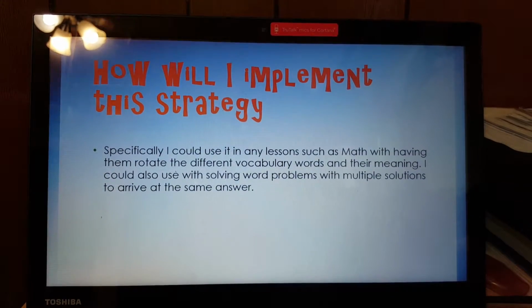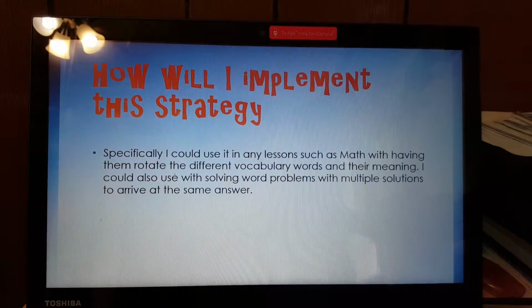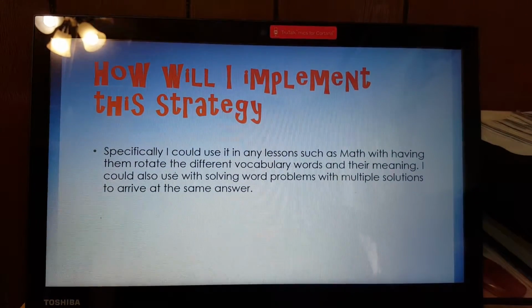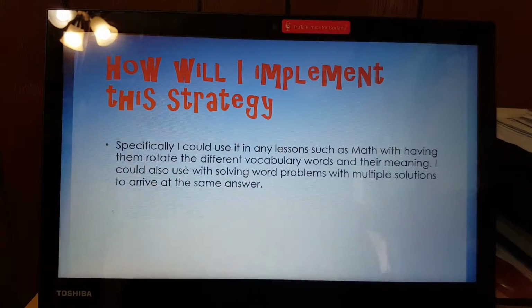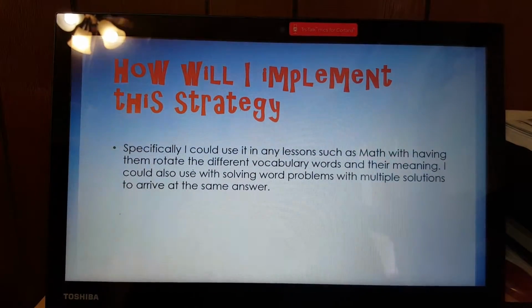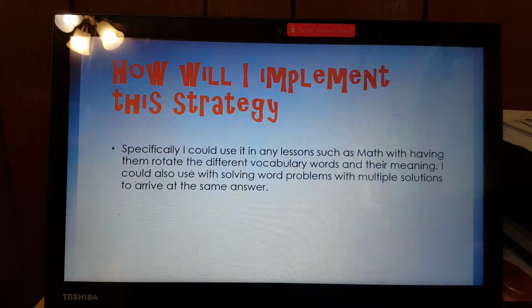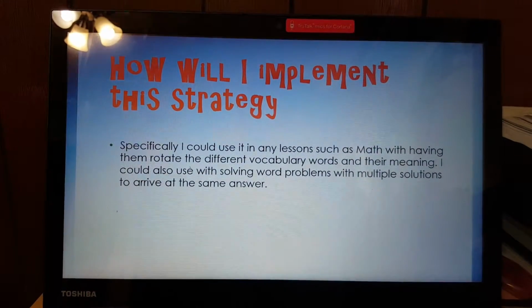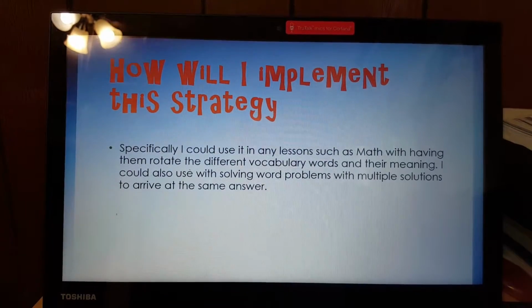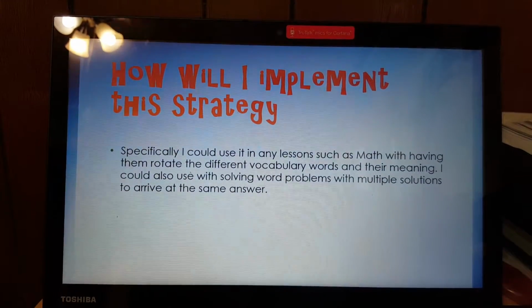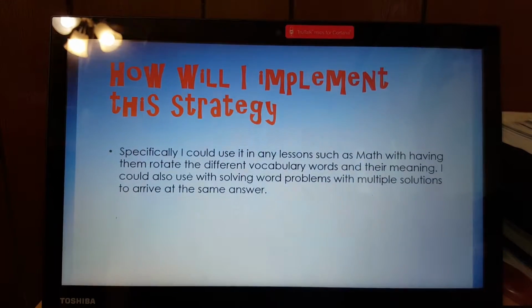How can I implement this strategy? I could use it in any lessons, but I would want to choose it, for example, in a math lesson that I would be creating, with having them rotate the different vocabulary words and their meanings. So I would give them a list of vocabulary such as mode, median, and range, and have them take turns answering orally, or writing it down and explaining it in their own words.